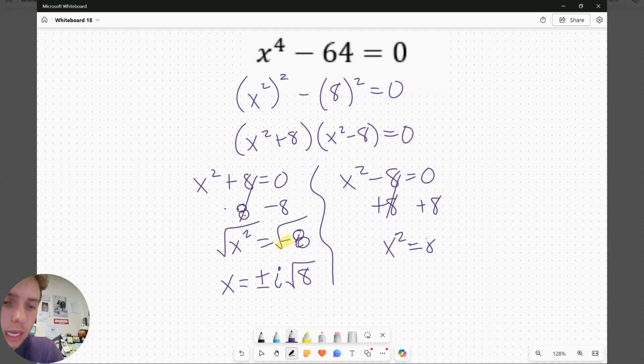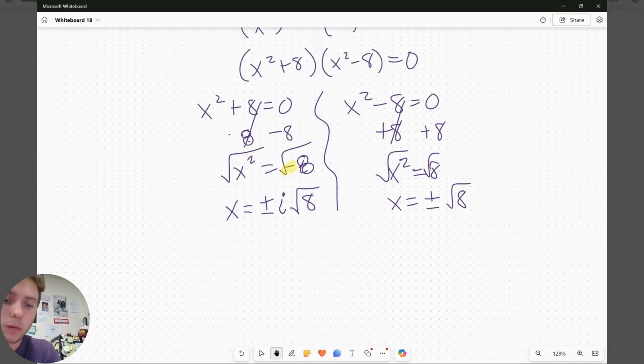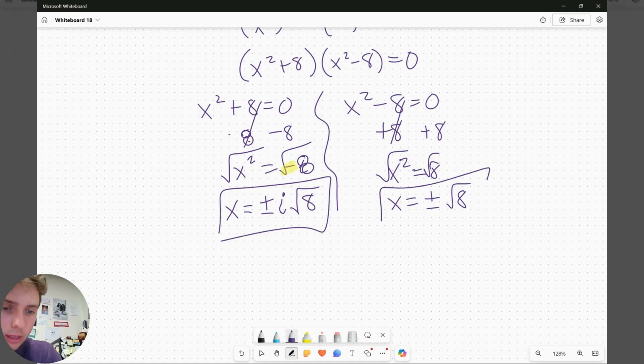x squared equals 8 on this other one. Get rid of the squared. x equals plus or minus square root of 8. There is no i, as that value of 8 was positive. Okay, well, those are your answers. If you have it like that, I'm okay with that for now.